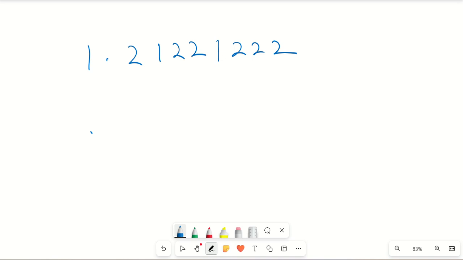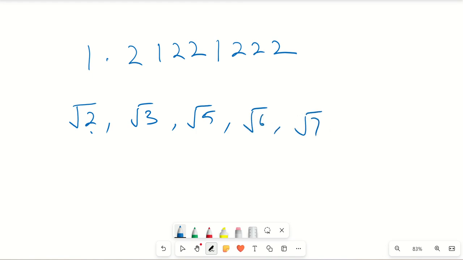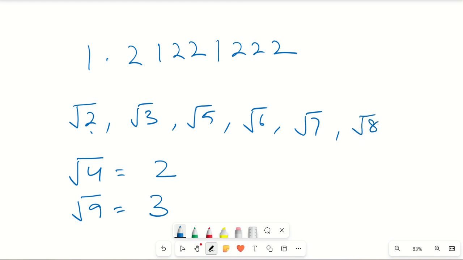In another way, we also discussed that the square roots of all non-perfect square numbers, like root 2, root 3, root 5, root 6, root 7, are all irrational numbers. Right? Is root 4 an irrational number? No, because root 4 is nothing but 2, and 2 is a rational number. Is root 9 a rational number? Yes, because root 9 is nothing but 3, and 3 is a rational number. Now root 8 is irrational only.